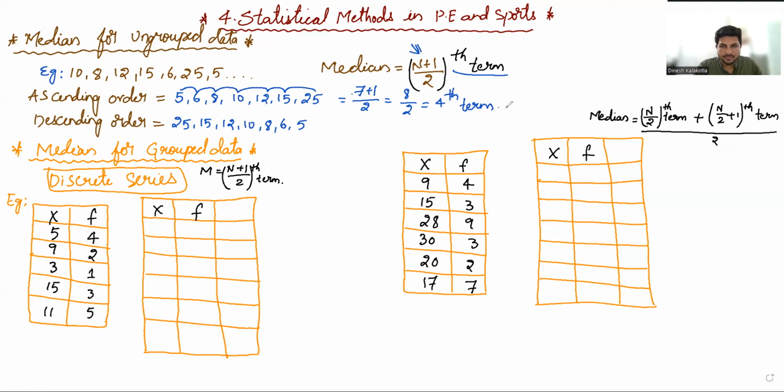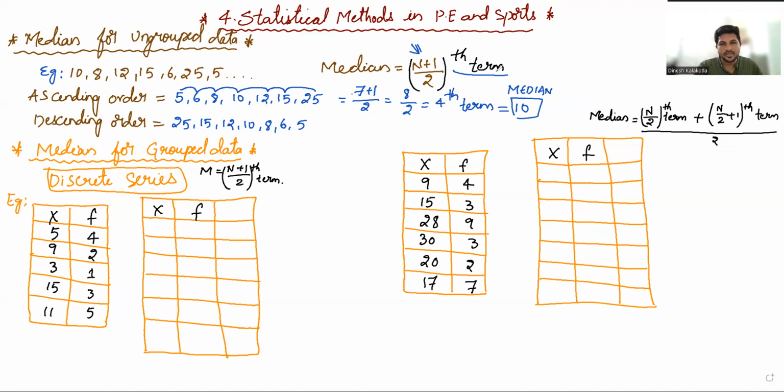Now what is the fourth term? 1, 2, 3, 4. So 10 is the median of the given data. Right? So it's very easy. You need to first write it in ascending or descending order, then substitute the numbers in the formula, and then you get the median.